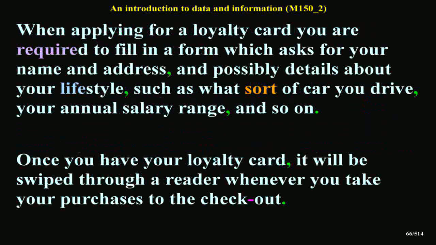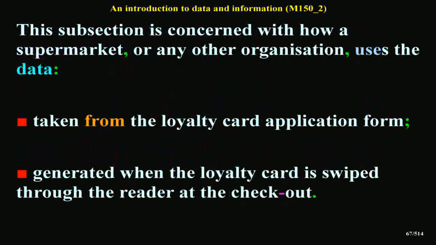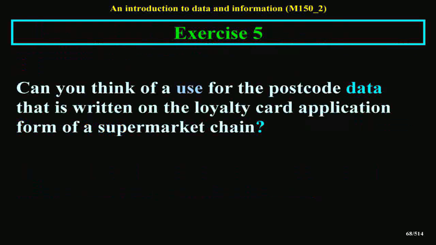When applying for a loyalty card, you are required to fill in a form which asks for your name and address, and possibly details about your lifestyle, such as what sort of car you drive, your annual salary range, and so on. Once you have your loyalty card, it will be swiped through a reader whenever you take your purchases to the checkout. This subsection is concerned with how a supermarket, or any other organization, uses the data taken from the loyalty card application form, and generated when the loyalty card is swiped through the reader at the checkout. Exercise 5. Can you think of a use for the postcode data that is written on the loyalty card application form of a supermarket chain?